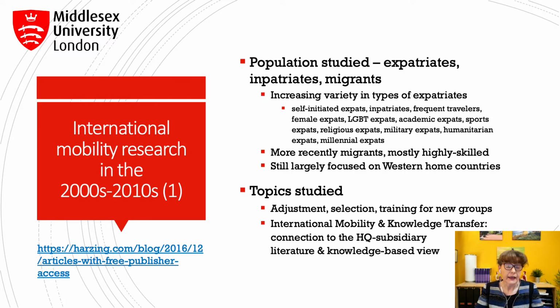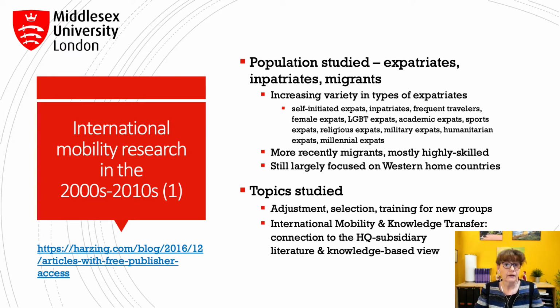So in the next 20 years, the field developed quite significantly, first of all in terms of population. The type of expatriates studied changed in terms of direction, not just moving from headquarters to subsidiaries, but also impatriates moving from subsidiaries to headquarters. In terms of demographics, looking at age, gender and sexual orientation. In terms of profession, looking at, for instance, academics, sports expatriates, military. In terms of the length of assignment, looking at frequent travelers. Basically, name an internationally mobile group of employees and it has been studied.